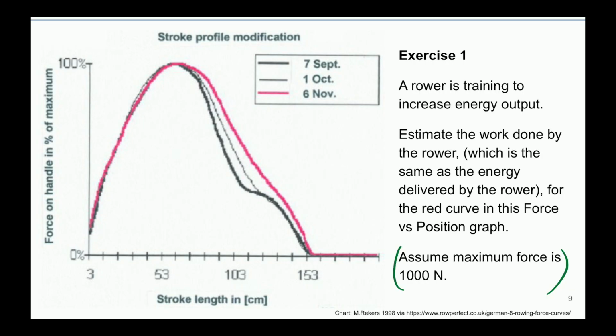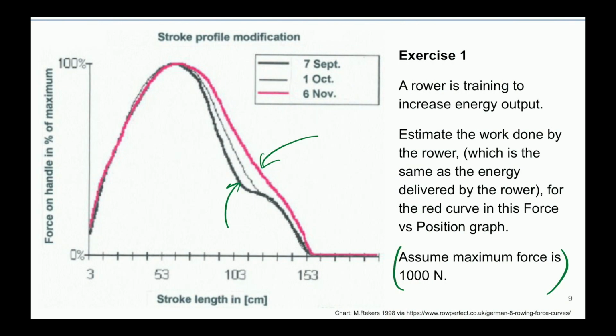Somebody was training and trying to adjust their stroke profile, and they progressed from this black curve to this red curve, and it might look pretty small, but it turns out that by doing that, this person was able to get more power in every stroke, and I'm sorry, do more work with every stroke, and therefore get more speed out of it, which is the goal.